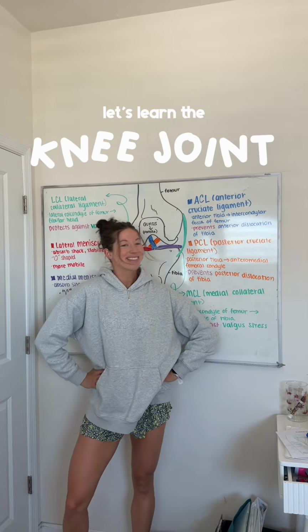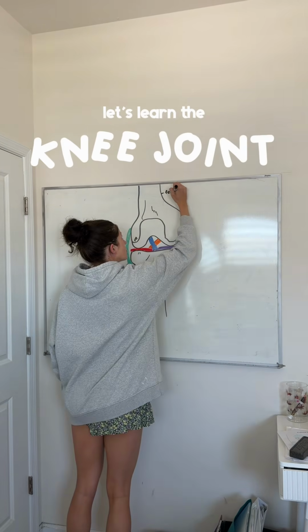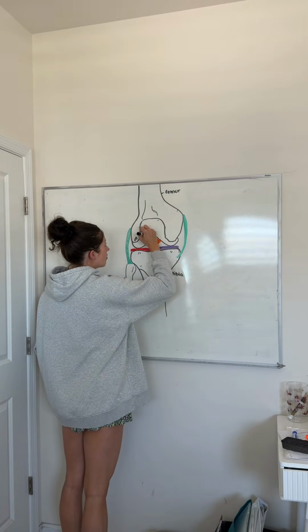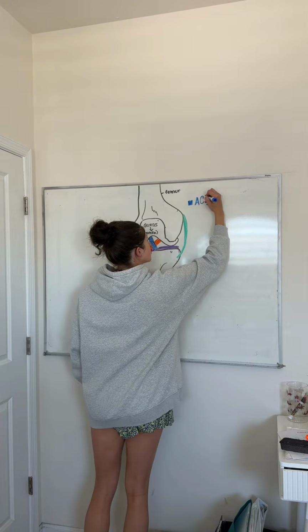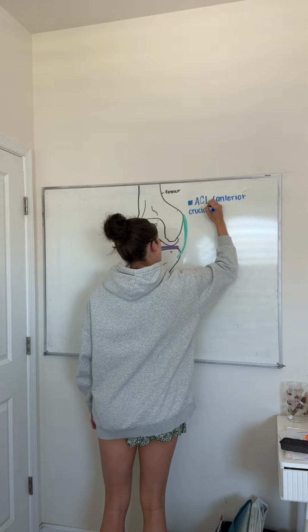My name's Caroline, I'm a physical therapy student, and today I'm going to teach you all about the knee joint. So the bones that comprise this joint include the femur, tibia, and fibula, and not shown in my picture is the patella or your kneecap. And then we also have our quadriceps or knee extensors, which are going to insert onto the patellar tendon to the tibial tuberosity. So now let's break down the different ligaments.